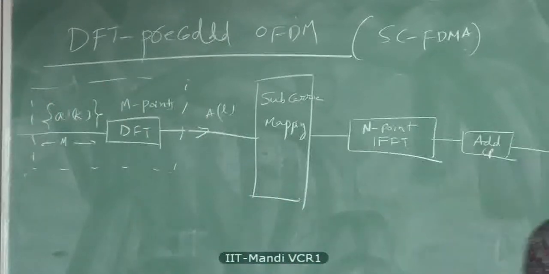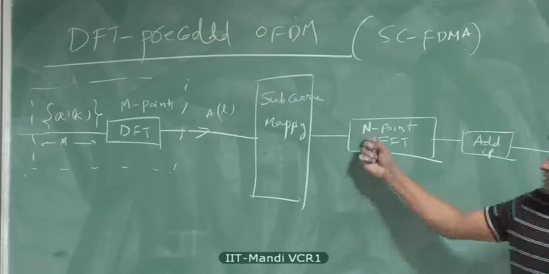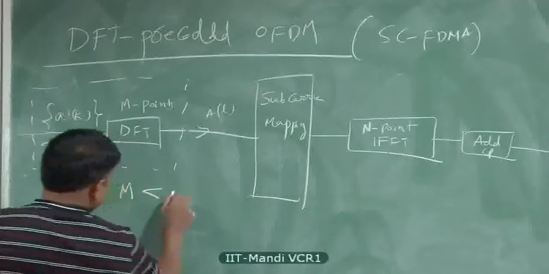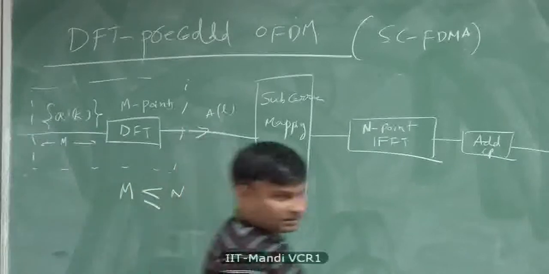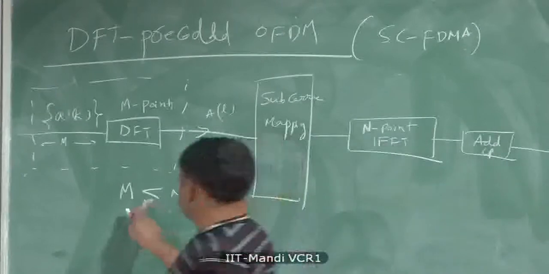So what have we done? We taken our data and we applied a DFT precoder to it, and then transmitted it using OFDM. And the value of M is always less than N, or equal to N. Well, it should be less than. Okay.